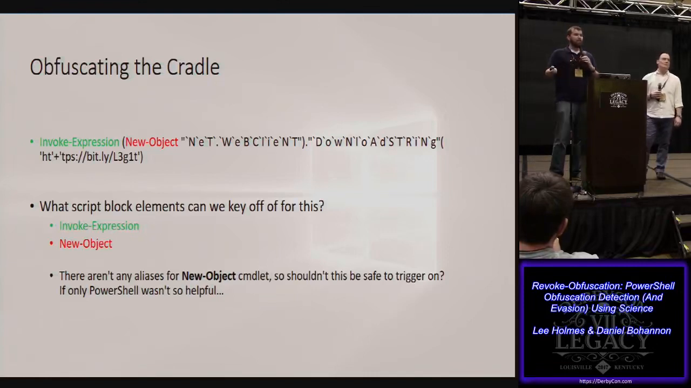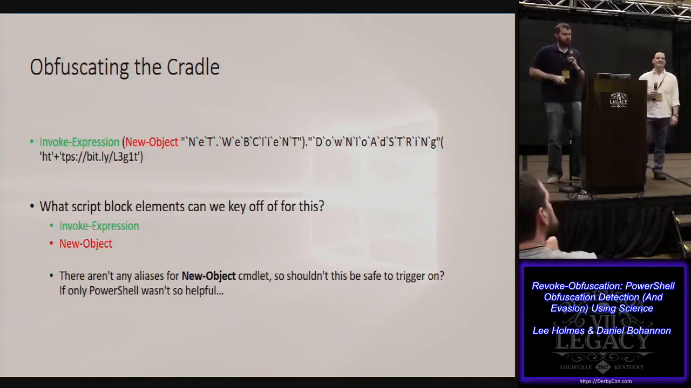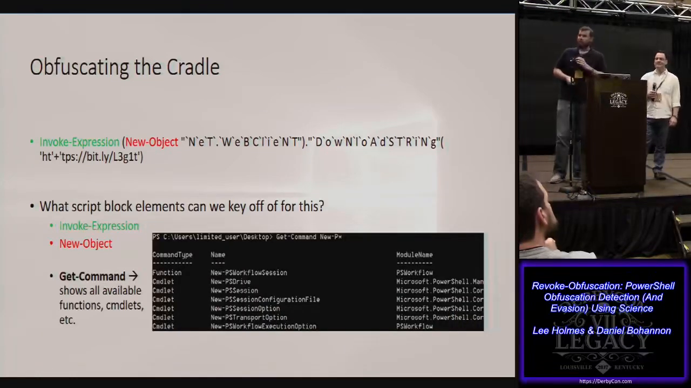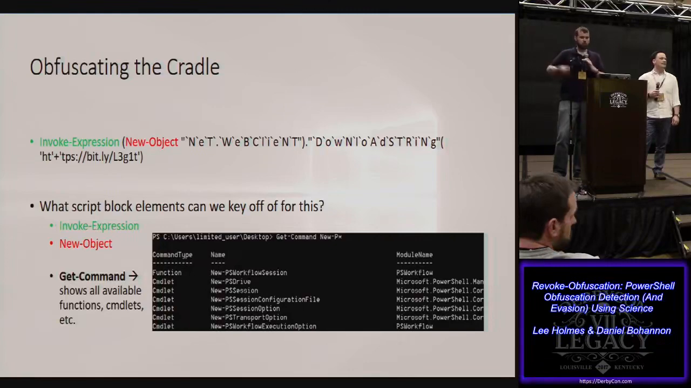The good news is new object has 0 aliases. So I thought, sweet, this is going to be a really solid indicator. Yeah. The problem is that PowerShell is so helpful that it'll basically allow you to say, show me all the commands and functions that are available with this nice get command. So for example, in this screenshot, we're saying get command new -p wildcard. Show me all the commands that start with this or all the functions that start with this. And as you can see, PowerShell returns a really, really sexy PowerShell object. That's not just text there. Those are objects. Really awesome.